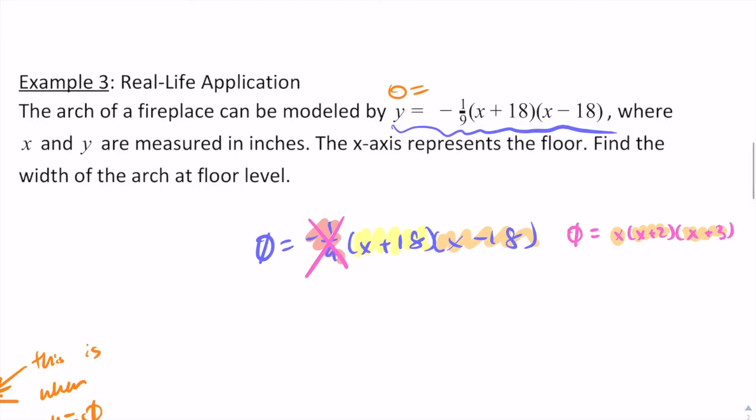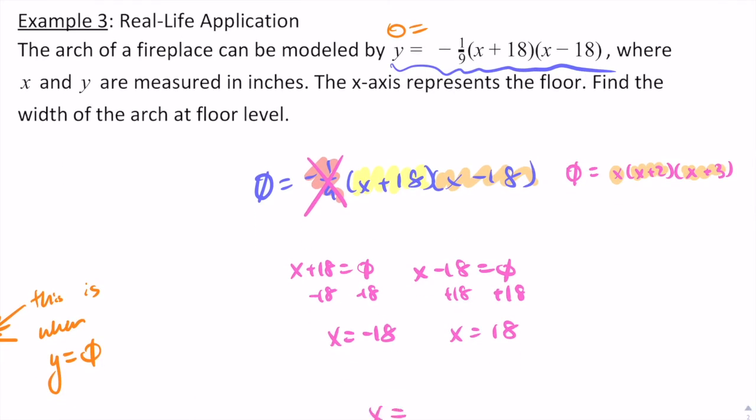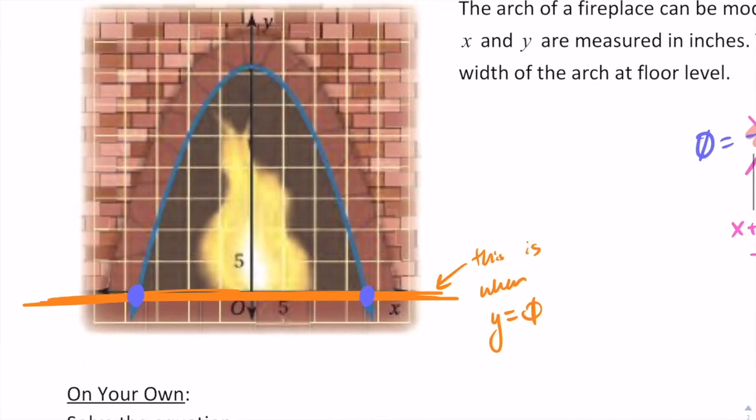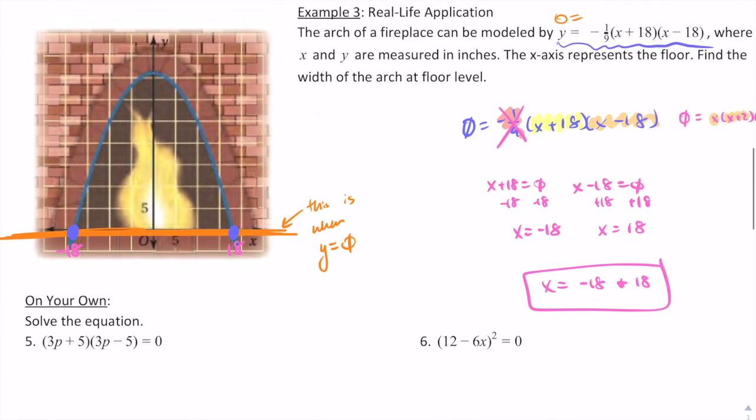So I'm going to have x plus 18 equal to 0, x minus 18 equals 0. Minus 18, plus 18. I have x equals negative 18, and x is equal to positive 18. So x is going to be equal to negative 18 and positive 18 as my solutions. So what that means is this point is going to be negative 18 and positive 18, which is the width of the arch at floor level.